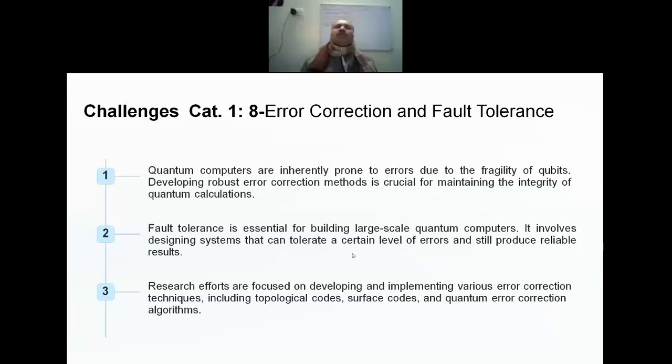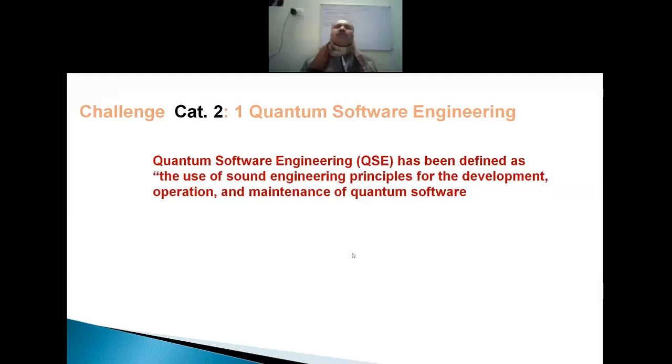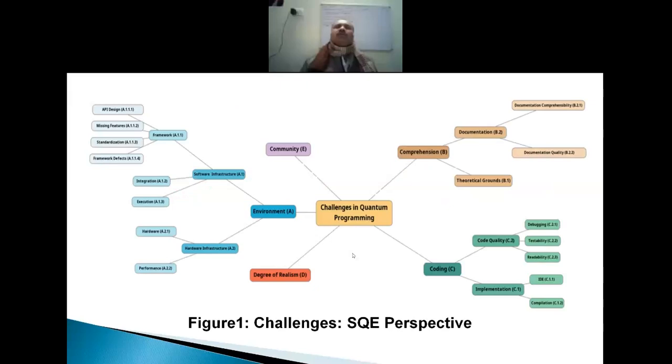Now we are coming to the challenges that are related directly to software engineers. So, what is quantum software engineering? You can define it as the use of sound engineering principles for the development, operation, and maintenance of quantum software. The challenges from the SQE perspective relate to environment, community, degree of realism, comprehension, theoretical ground, code quality, and implementation of code quality. This full figure covers the challenges. These are the basic challenges.